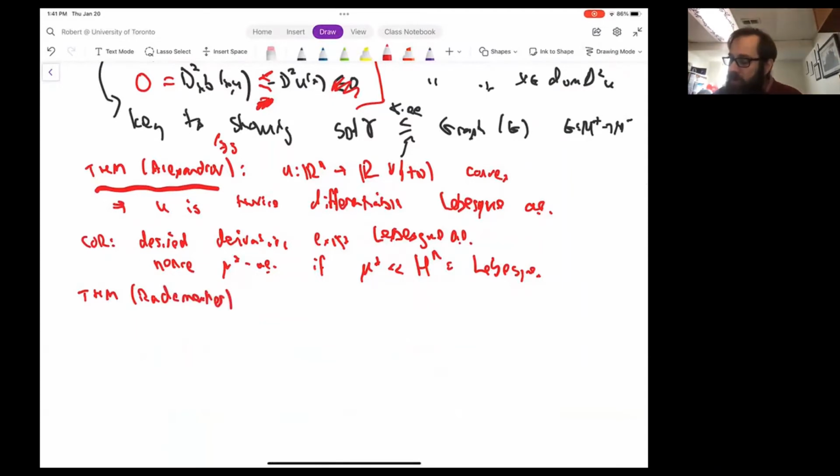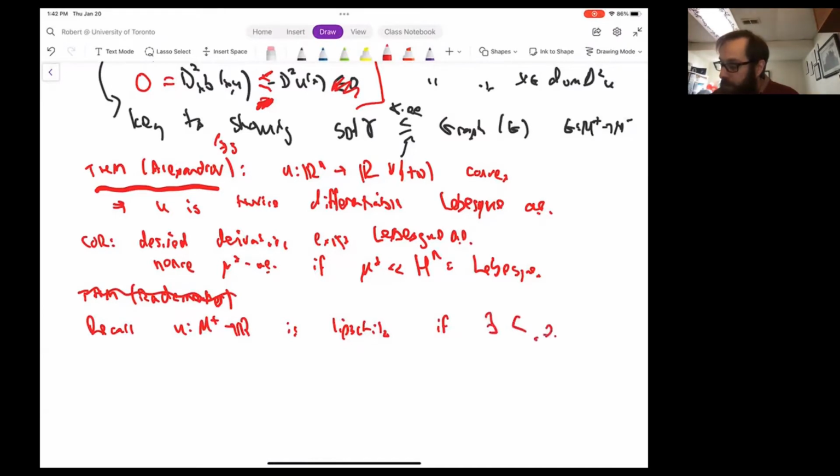Maybe I should say what a Lipschitz function is. So recall, u on a metric space is Lipschitz if there's a constant C such that |u(x) - u(y)| is less than or equal to the constant times the distance between x and y, for all x and y. And I can put absolute values here. It doesn't really matter since x and y are interchangeable in this definition. And sometimes we'll denote the smallest such C by Lip(u).